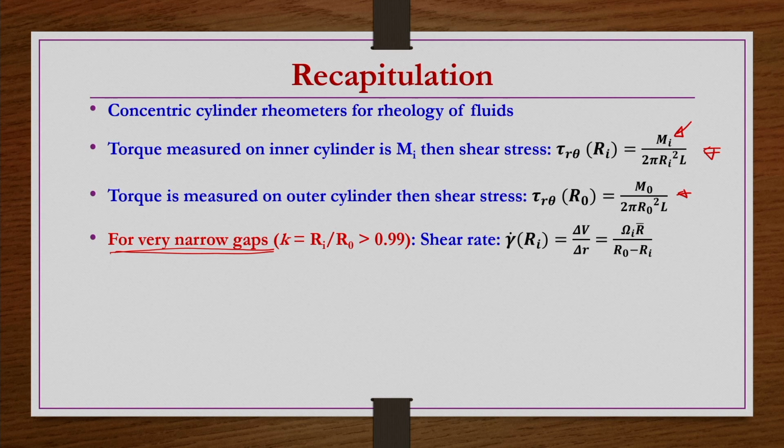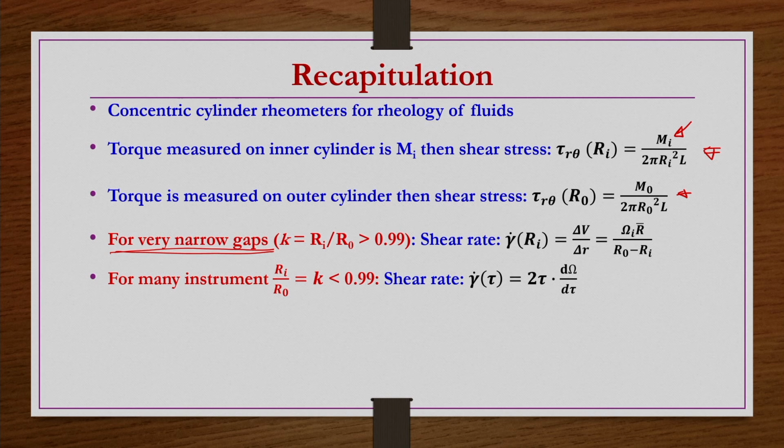However, it is not always possible to have such narrow gaps. Most commercially available concentric cylinder rheometers have a K value less than 0.99. It is not true for all cases, but the majority have K less than 0.99. So you cannot say the curvature effect is negligible and use this equation. You can use it only when the gap between the outer and inner cylinder is very, very small, a negligible gap.